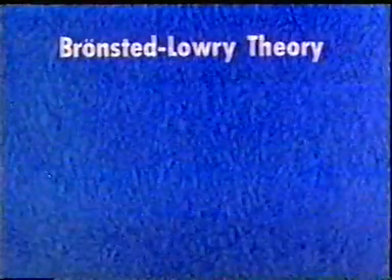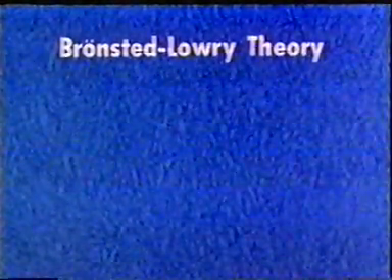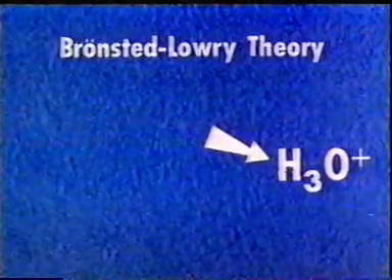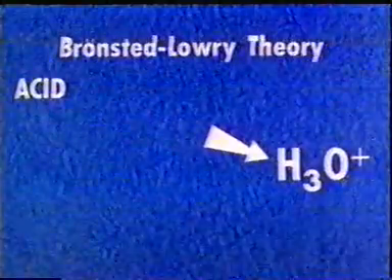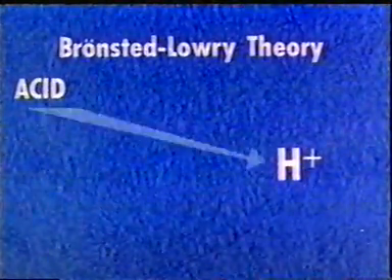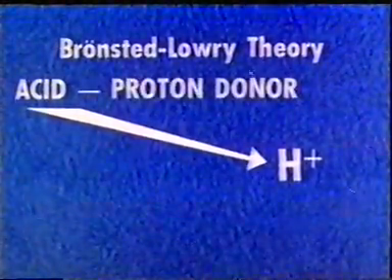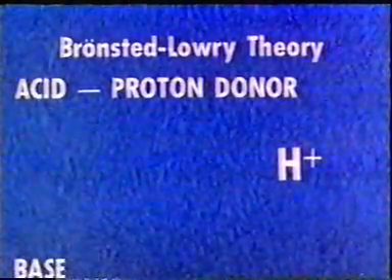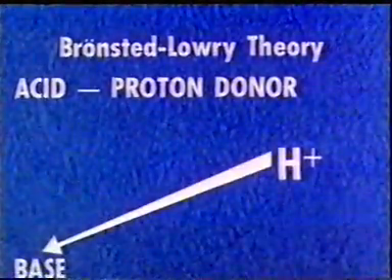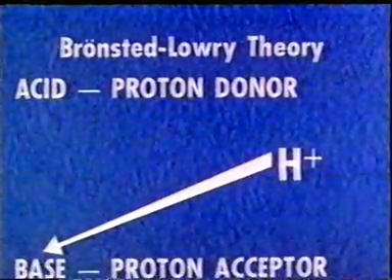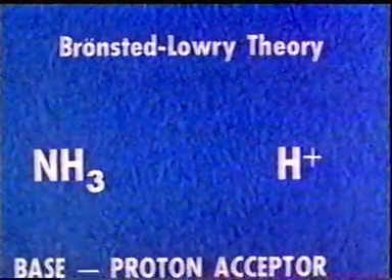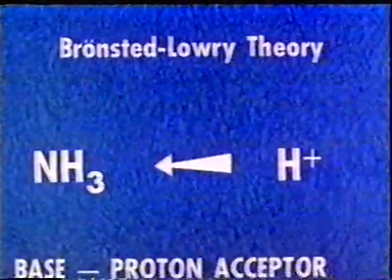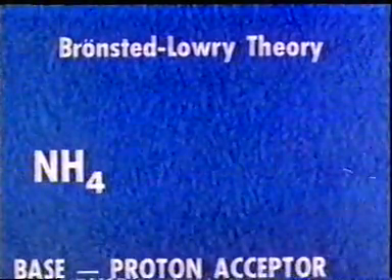In 1923, Bronsted and Lowry organized and enlarged the newer concepts, using a definition based on the hydrogen ion, or proton. They defined an acid as a substance which dissociates to furnish protons, a proton donor. A base, then, becomes a substance which accepts protons, a proton acceptor. In this concept, ammonia gas can be considered a base, as it will accept a proton to become an ammonium ion.